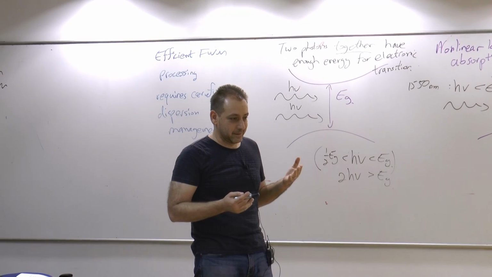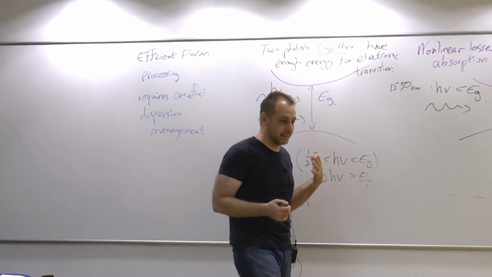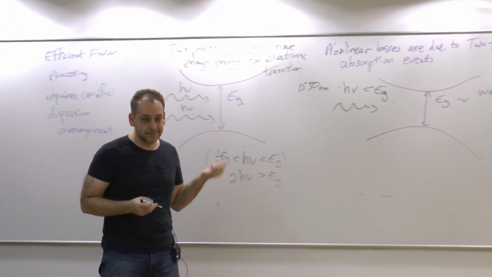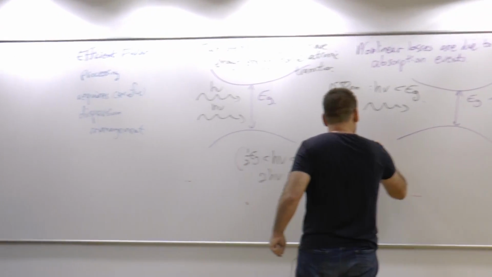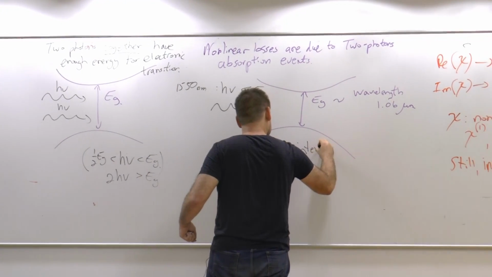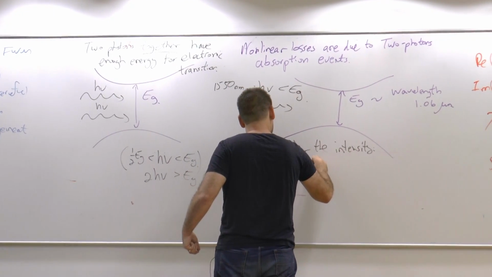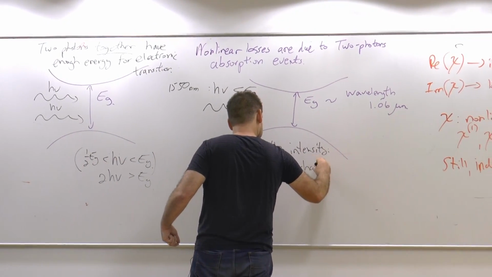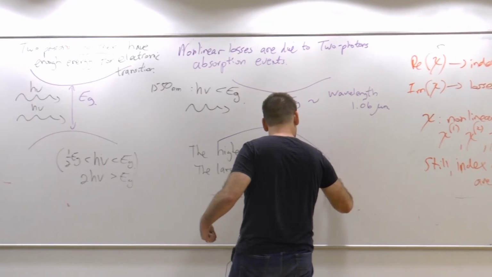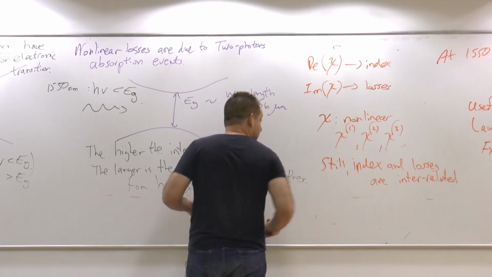Very small. But the more photons we have, gradually the chances of getting two of them here and now become more and more appreciable. And that's the essence. So the higher the intensity, the larger is the chance for having two photons together like this.